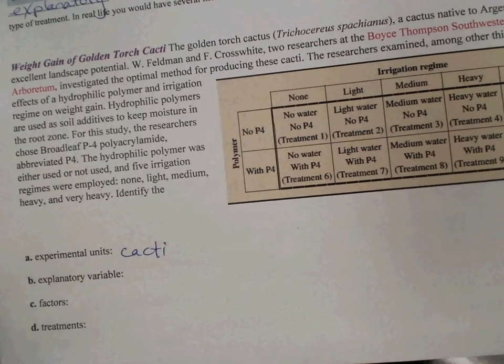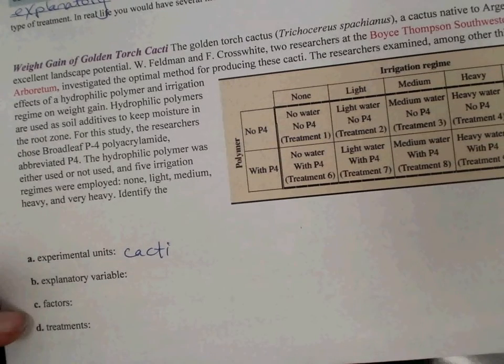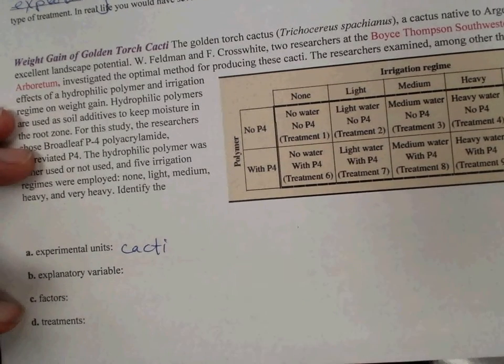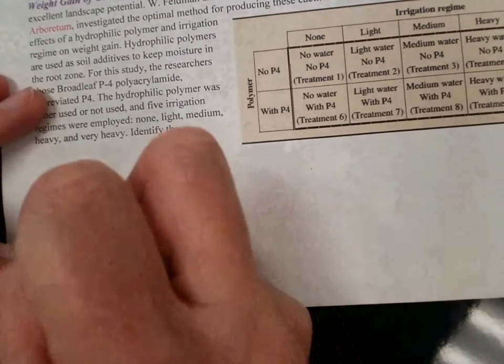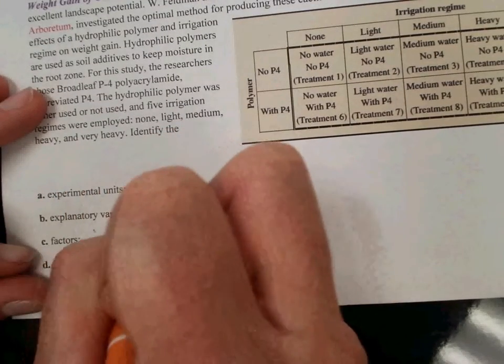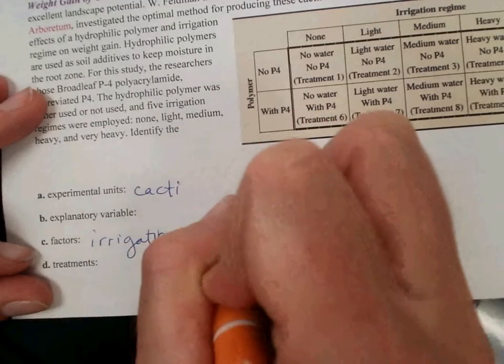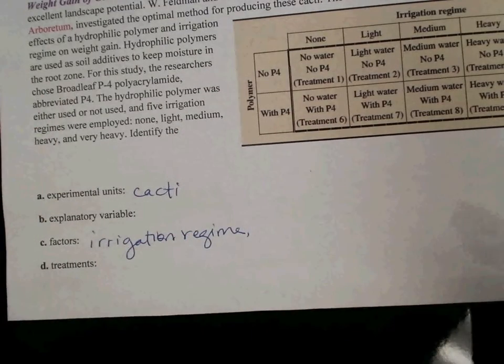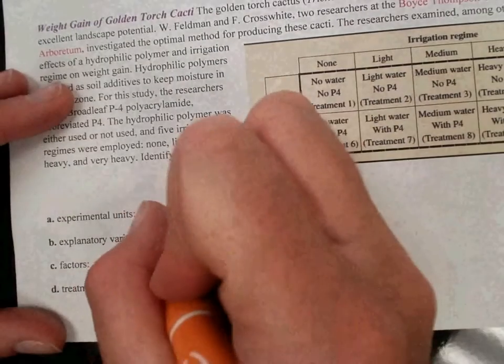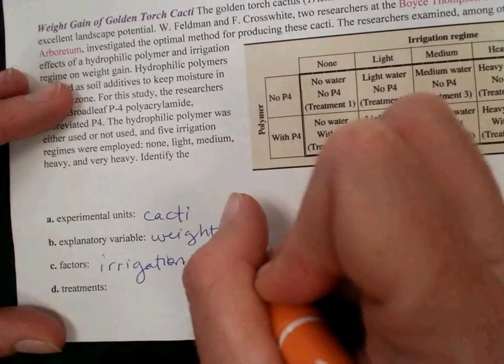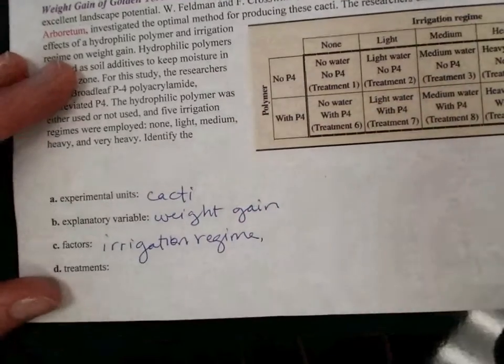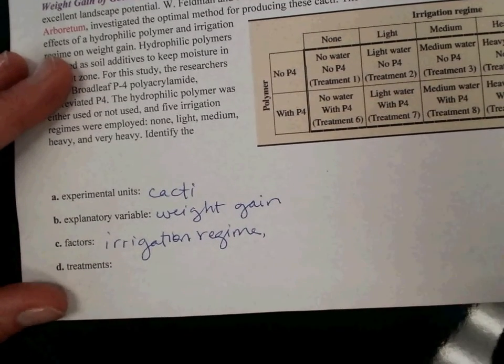How about the explanatory variable? What do you think? Amount of water, that's going to be one of our factors. We're going to label that the irrigation regime. I'm going to call it the regime, even though I'm not sure if that's how we should say it. Bailey? Is B the weight gain? Yes, good. The response variable, the thing we're trying to explain, is the weight gain in those cacti.